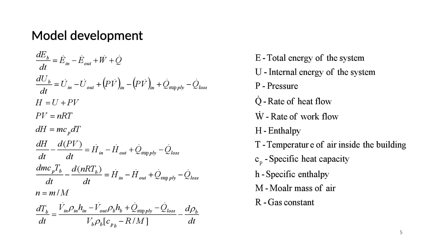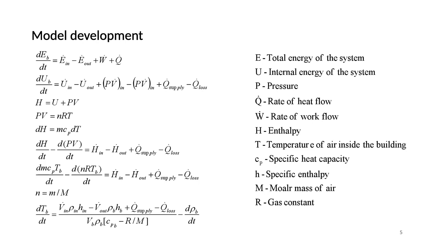W dot is the rate of work flow, and it is a combination of pressure work, expansion work, and friction work. As the volume of the building unit is fixed, expansion work is zero. Friction work is also close to zero because air is the fluid of interest. Pressure work, or the flow work, is the only term that is relevant in the energy transfer by work in this model. And it is equal to PV dot in minus PV dot out.